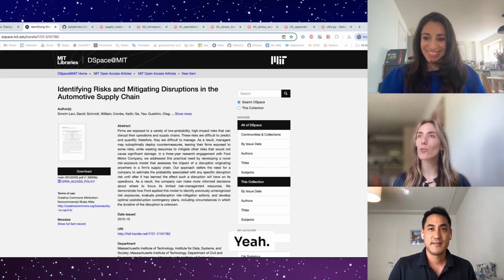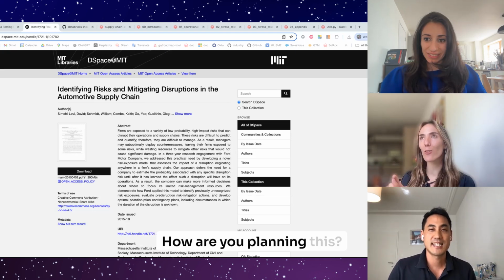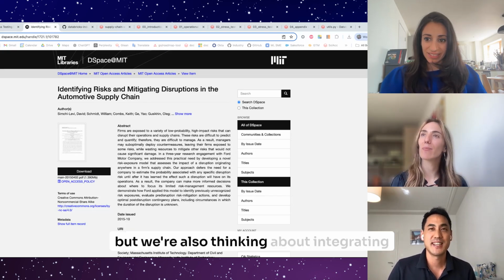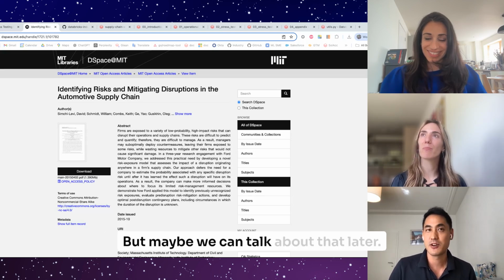Is this solution a GenAI solution or a classical ML solution? It's still a classical solution, but we're also thinking about integrating into a more generative AI agentic solution. But maybe we can talk about that later.